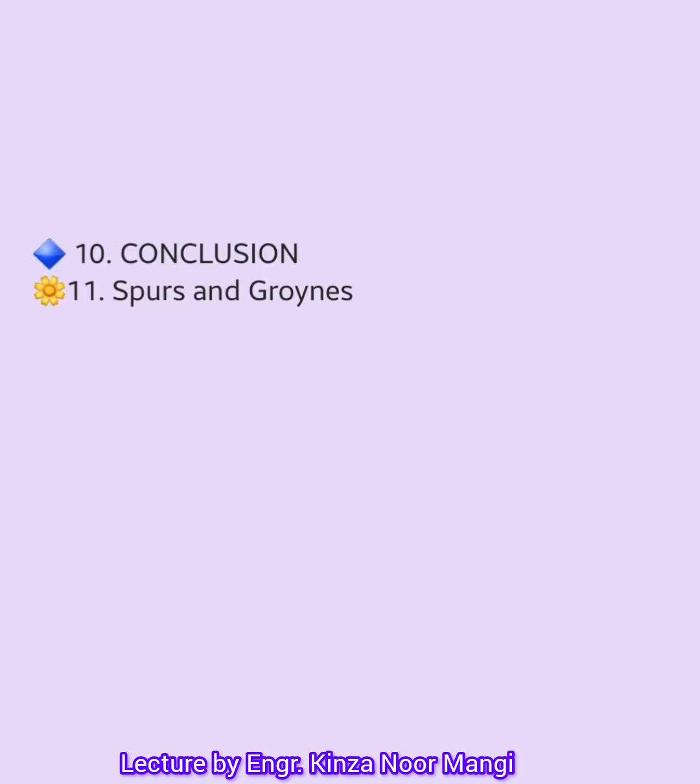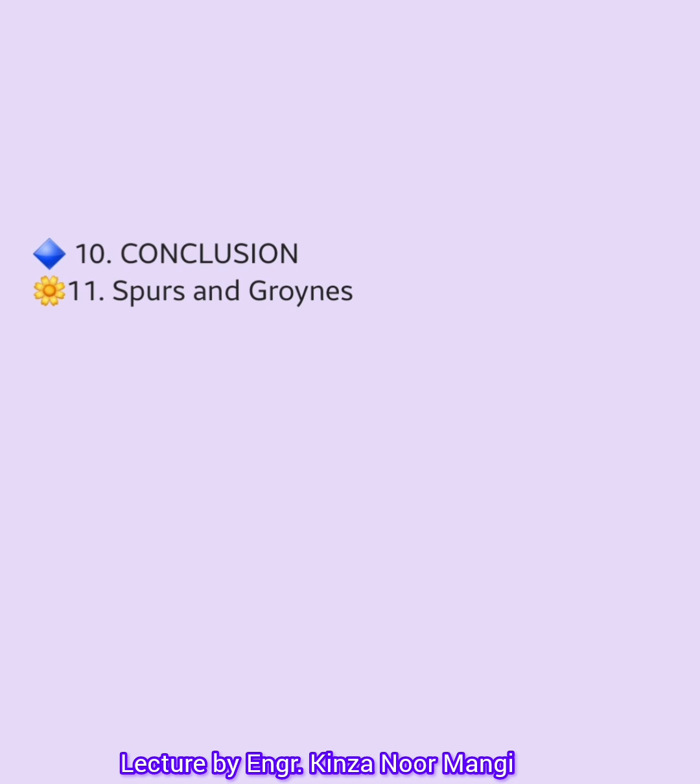The conclusion of the lecture is that river training is essential for managing rivers safely and sustainably. No single method works everywhere. Sometimes a combination based on the river behavior, soil, and purpose gives the best results.